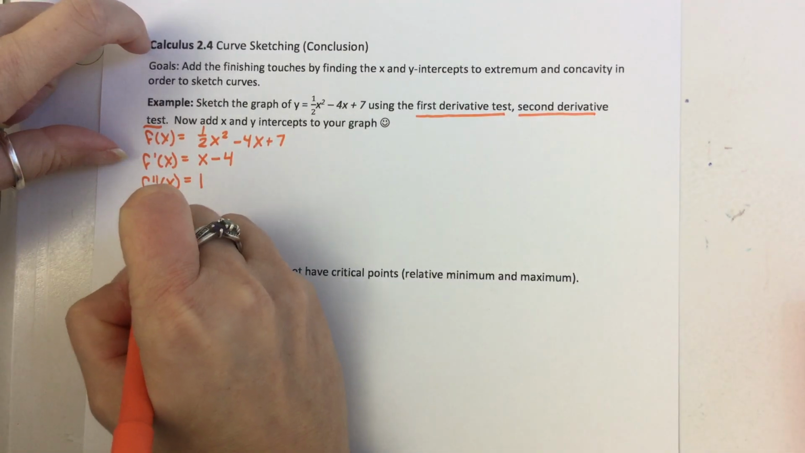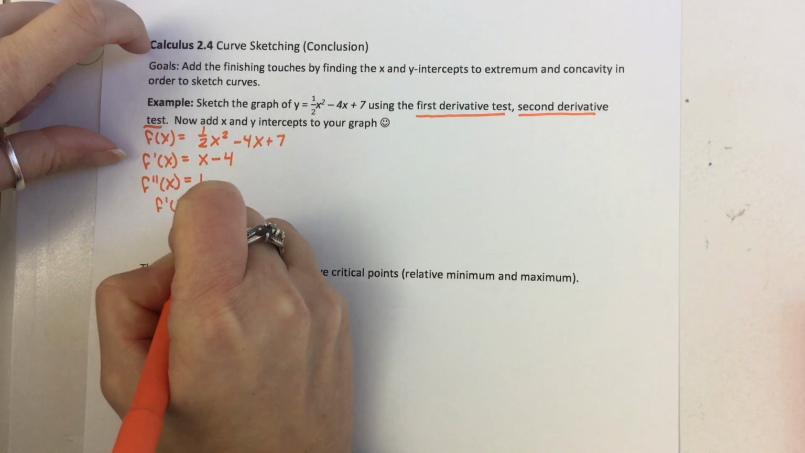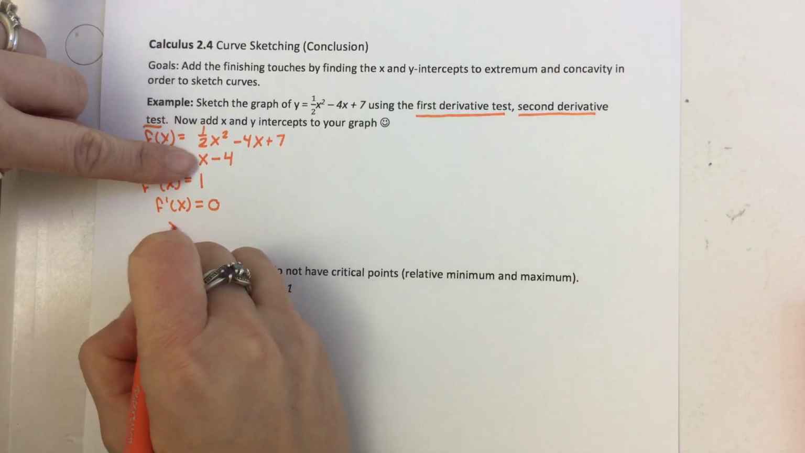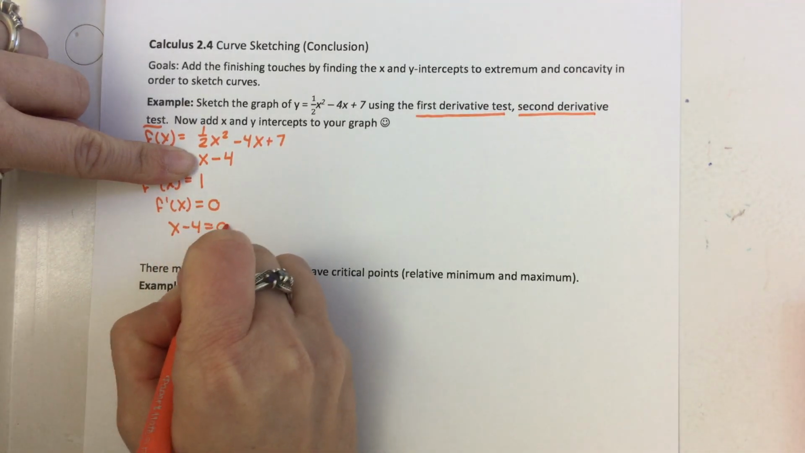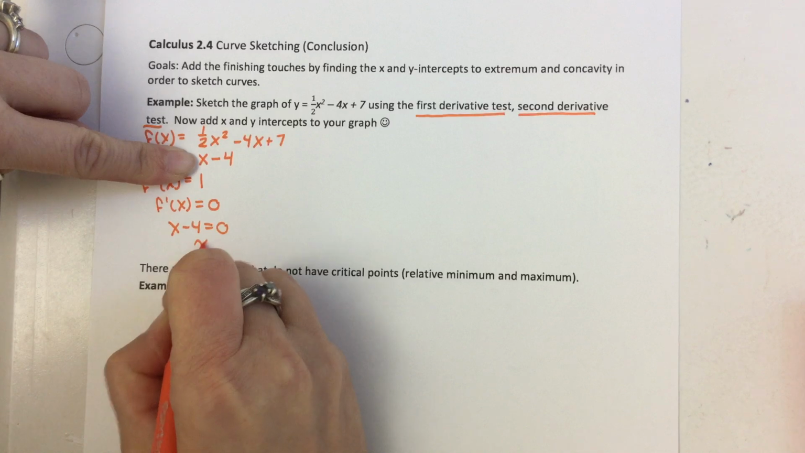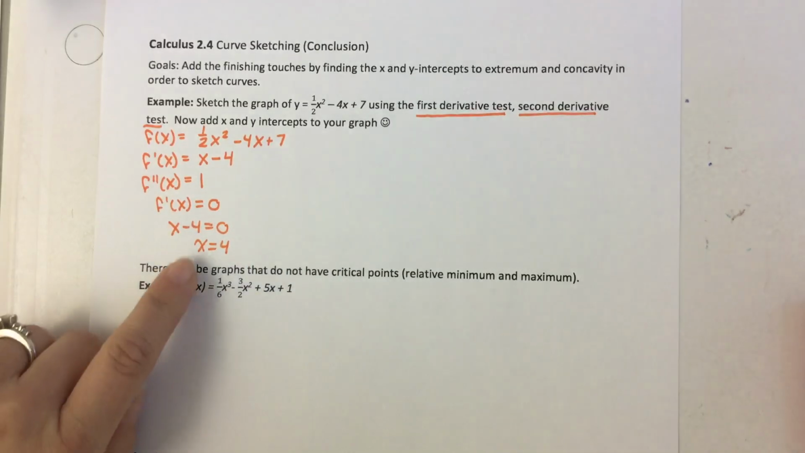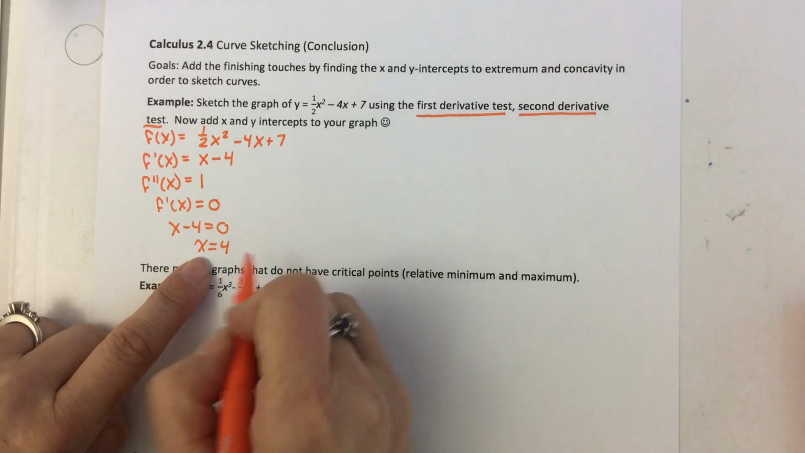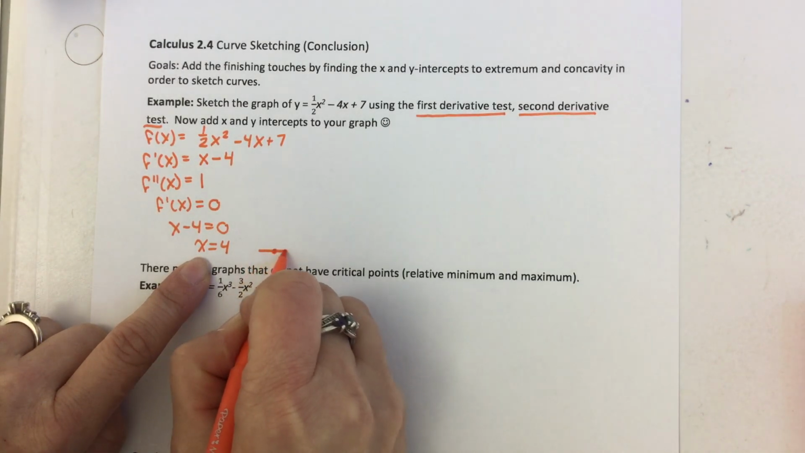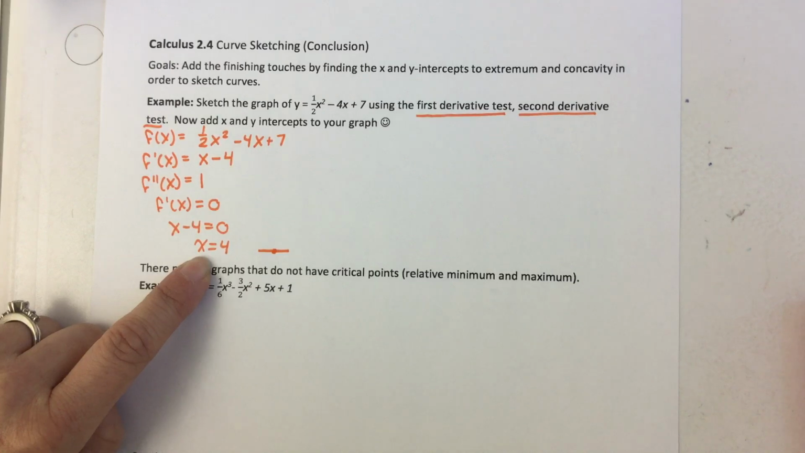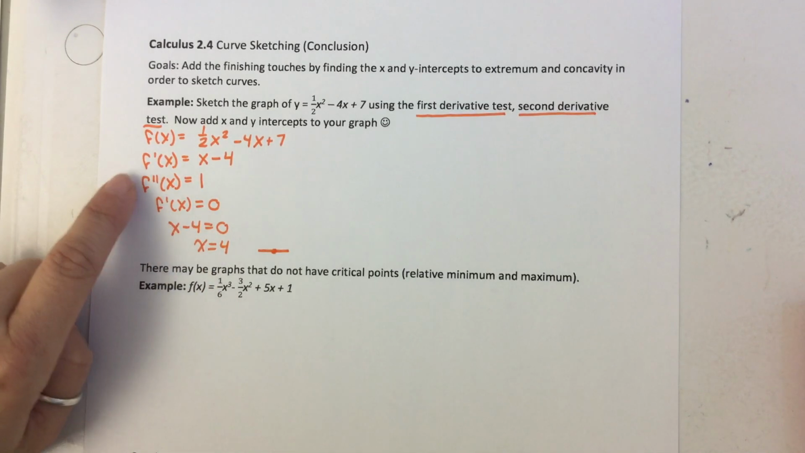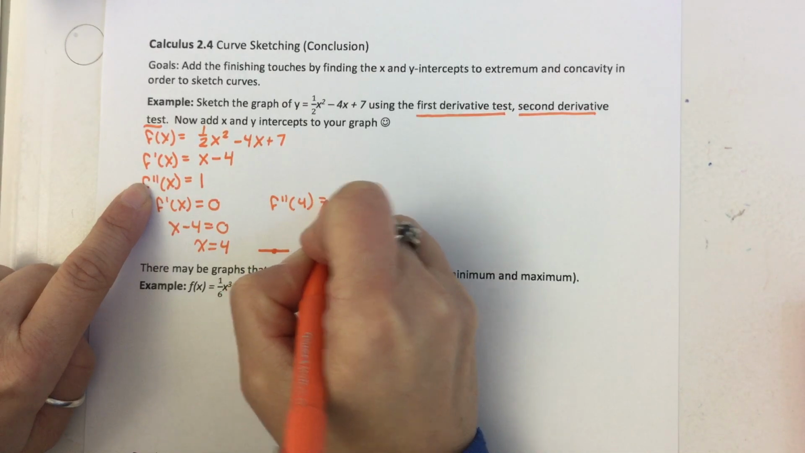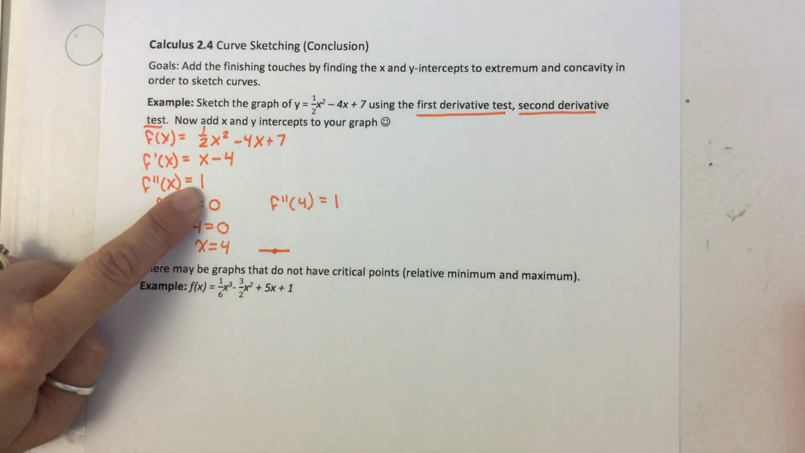So if I want to find extreme points, you take the first derivative and you set it equal to 0. My first derivative is x minus 4. If I set it equal to 0, I would have to add 4. So I have a possible maximum or minimum where x equals 4 because at that location, the slope is 0. Now to see if it's a maximum or a minimum, you fill it into the second derivative. If I fill a 4 into the second derivative, I get a 1.